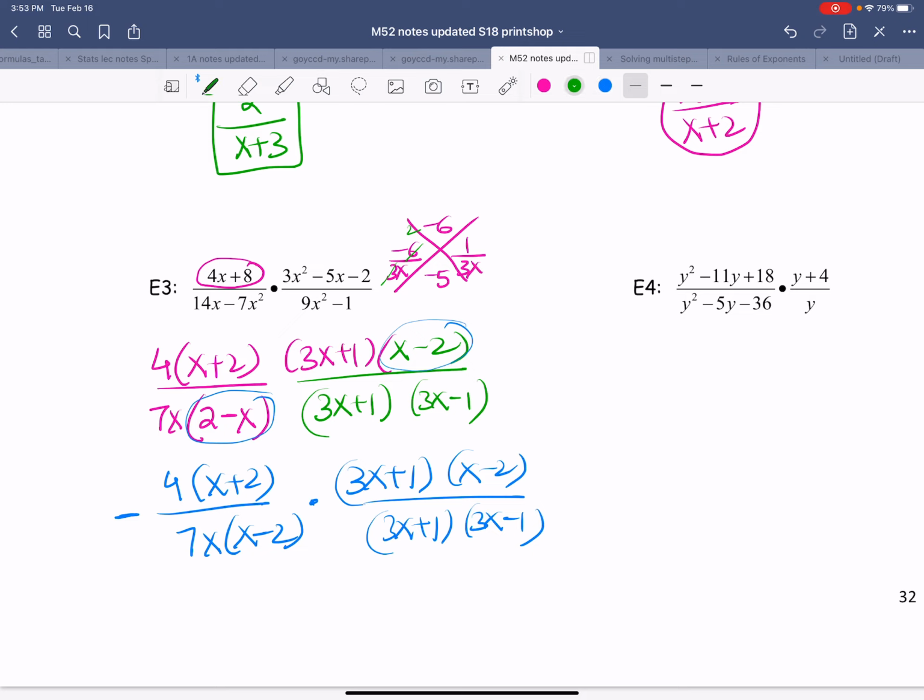Let's cancel out all the common factors between numerators and denominators. 3x plus 1 and 3x plus 1 is gone. x minus 2 and x minus 2 is gone.